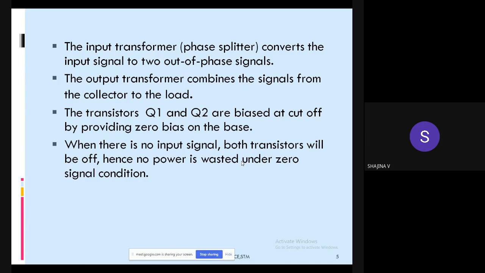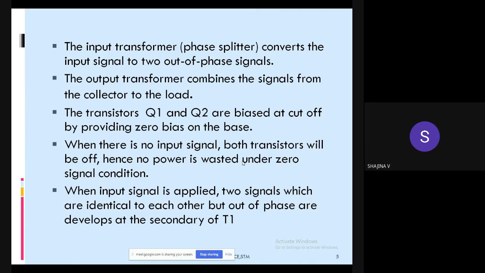So if you are not applying any input signal also, there will be some power dissipation in the transistor. That is why the maximum efficiency is 50% in class A amplifier. Okay. So here when there is no input signal, both transistors will be off. So no power is wasted under zero signal condition.